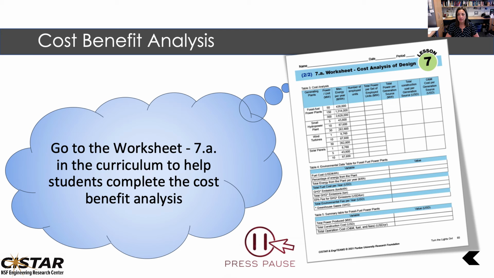This activity may be demanding for students with a limited math background. Depending on your own objective goal and time, you can ask the students to complete the cost analysis by hand using the Worksheet 7A. Or you can share the Excel file called Cost Analysis, where the students only need to introduce the number of employed units for each generating plant.